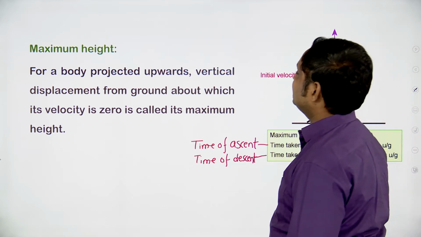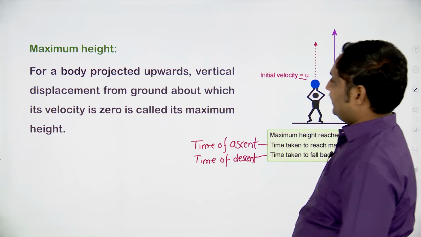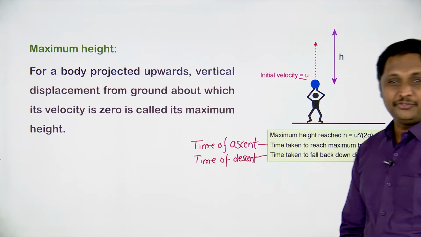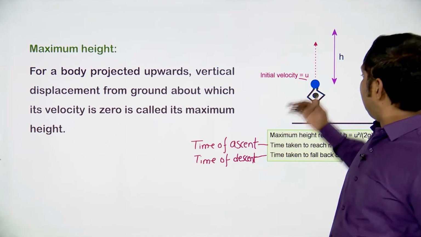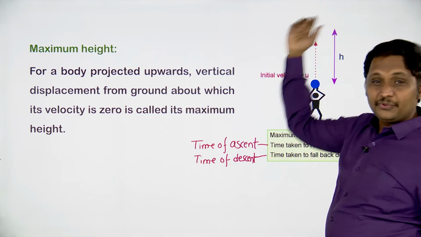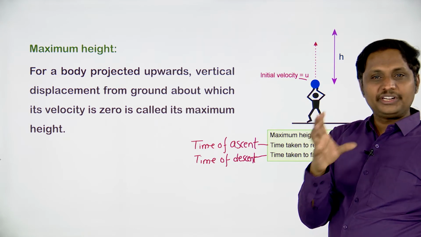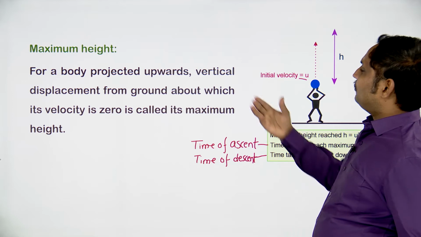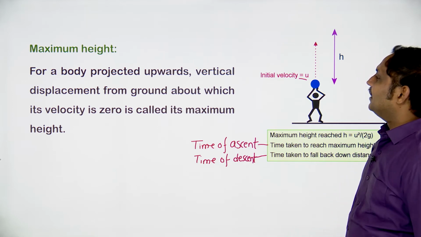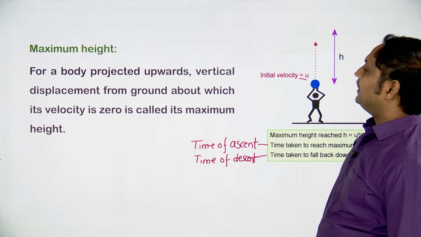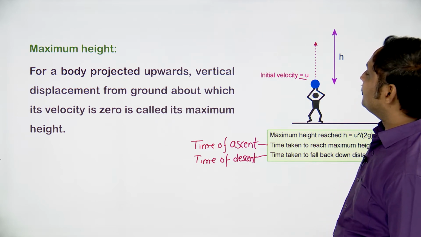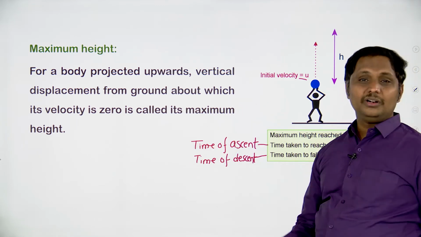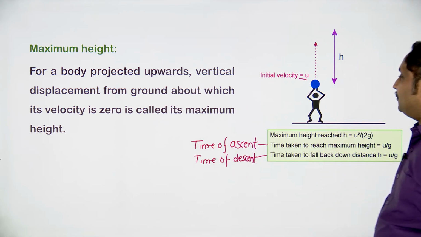It's very clear. A body is projected upwards. In case of 1D, the distance and displacement are both equal. It's very clear. Now, for a body projected upwards, the vertical displacement from the ground up to where its velocity is 0 is called the maximum height. It's very clear.